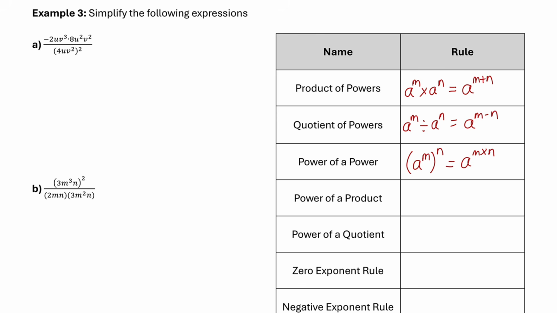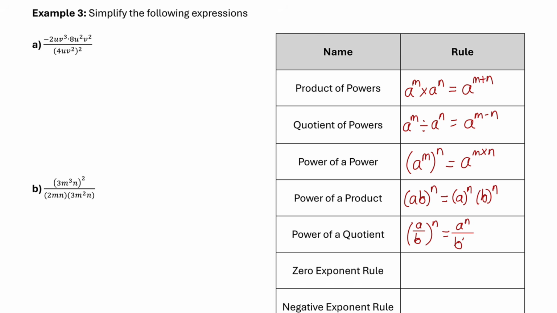And then in this lesson, we learned the power of a product, where if the base is a product, let's say of a and b, and the exponent is n, we apply that exponent of n to both the a and the b. And then power of a quotient. If the base is a quotient, so let's say a divided by b, and the exponent is n, that exponent of n goes on the numerator, so a to the power of n, and on the denominator, b to the power of n.